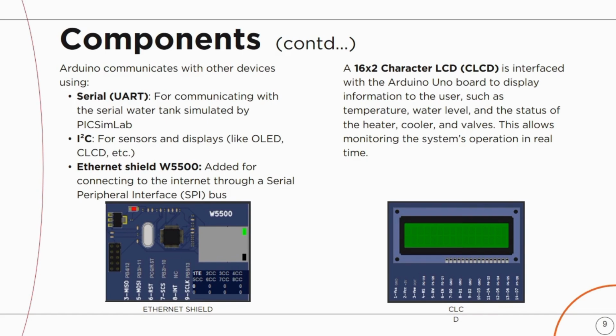A 16 by 2 character LCD, also known as CLCD, is interfaced with the Arduino Uno board to display information to the user. It can display status information like the temperature, the water level, the water volume, as well as the heater, cooler, and the valves of the water tank. This allows monitoring the system's operation in real time.